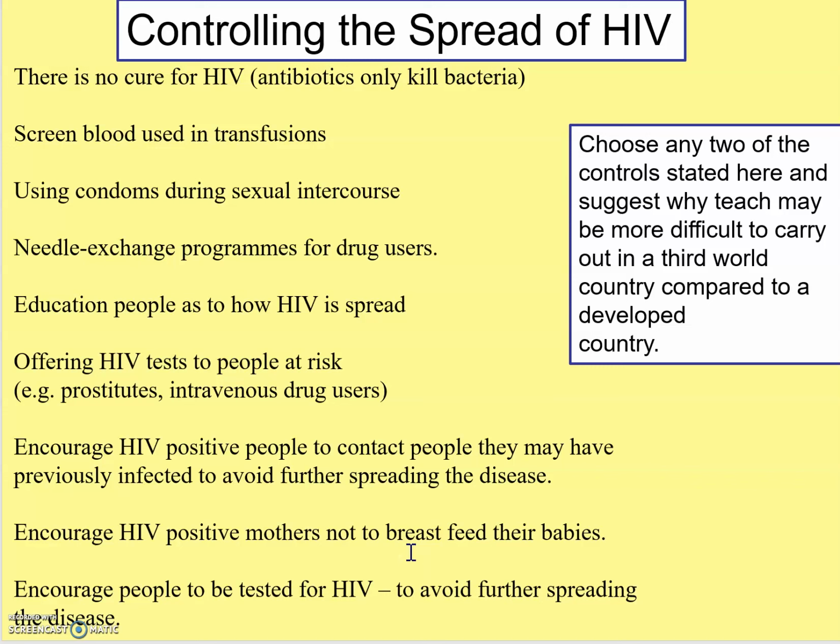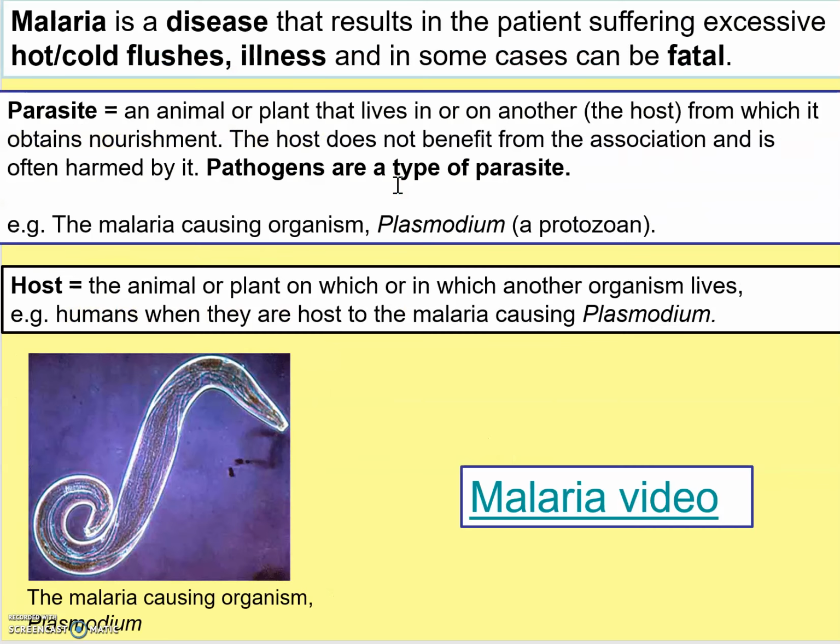Controlling the spread again is very well documented. So what I want you to do is find some information on how you can control the spread of HIV, and then write about it. We then go on to malaria. There's our Protoctistan. This is our Plasmodium. This is the little organism that causes malaria.